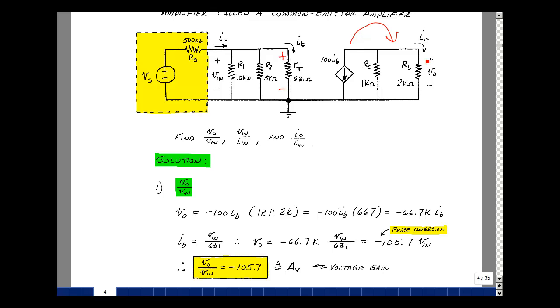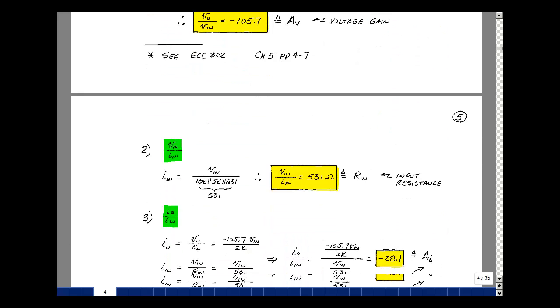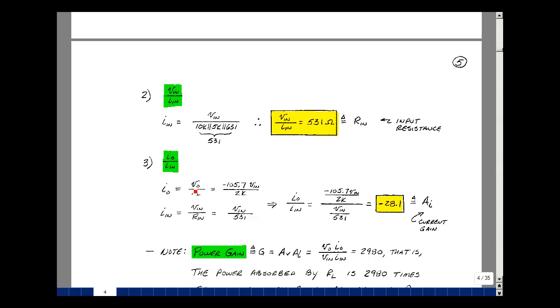But I actually have some of that information already. I out is just V out divided by R sub L, and I in is V in divided by R in. Take the ratio of those two, we have the current gain. The output voltage we just showed was a minus 105.7 times V in, and so in taking the ratio of these two, the V in drops out. 531 comes up in the numerator, and then we multiply these two and divide by 2K, and it turns out to be a minus 28.1.